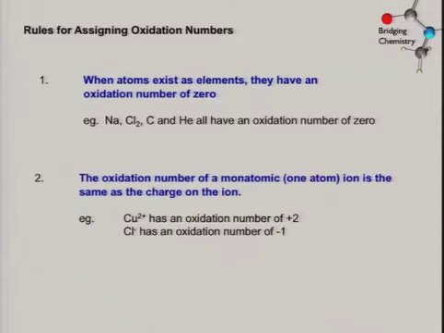The oxidation number of a monatomic ion, in other words, an ion which only has one atom in it, like Na+, Cl-, Mg2+, is the same as the charge on the ion. So if you're copper 2+, copper 2+ has an oxidation number of +2. If you're Cl-, it has an oxidation number of -1. Yeah?